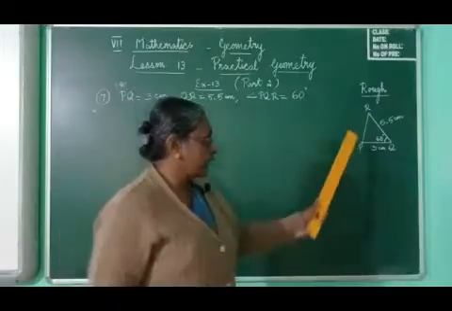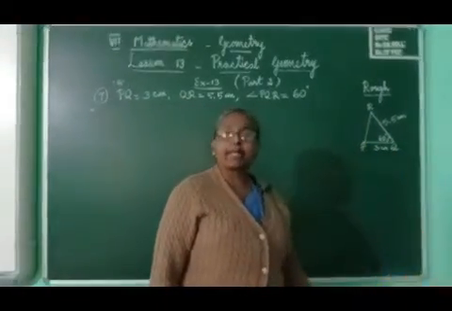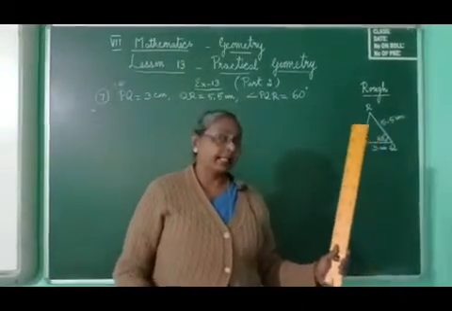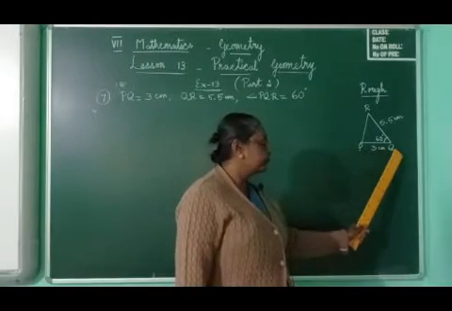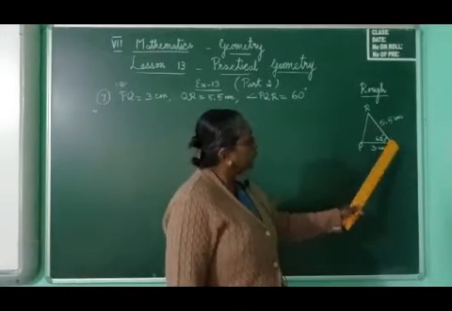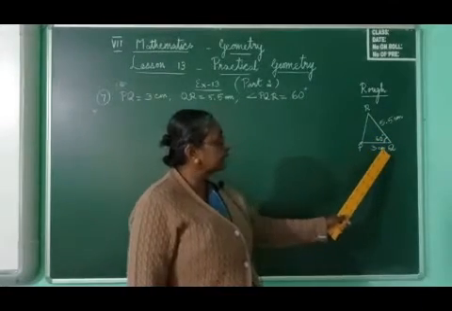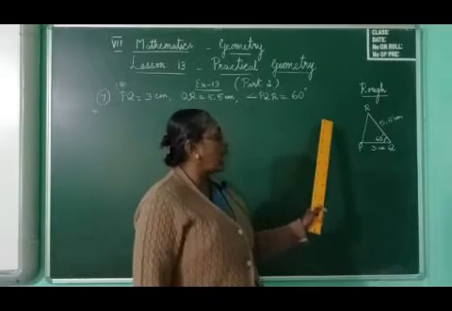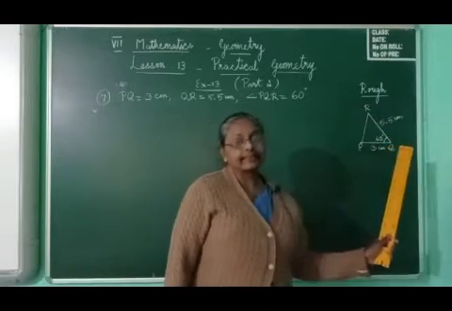Here I have drawn the rough diagram, rough figure, taking PQ as the base of the triangle. As I told you earlier, you can take any side as the base. So here I have taken PQ as the base, and QR is given to be 5.5 centimeters, PQ 3 centimeters, and the angle between them, angle PQR, is 60 degrees.